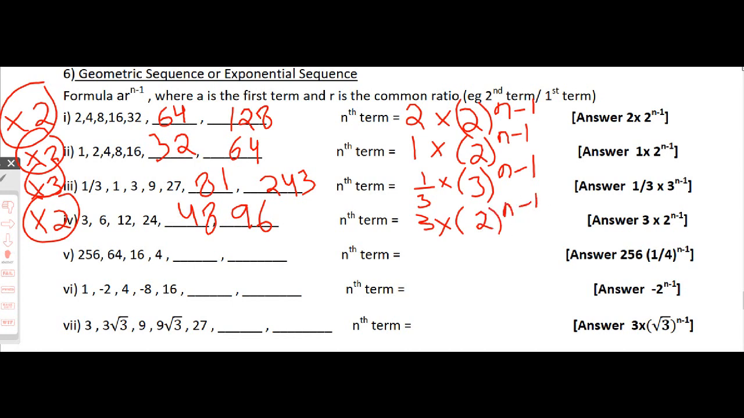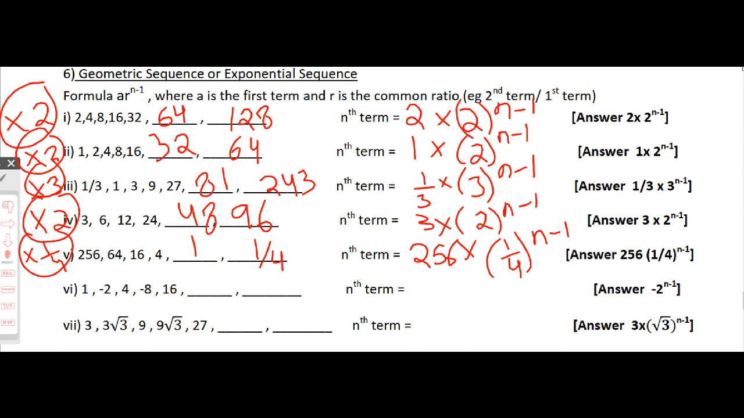Part 5, what is happening now? Which number is being multiplied with 256 to get 64? It is times 1 over 4. Simply, 64 times 1 over 4 is 16, 16 times 1 over 4 is 4, 4 times 1 over 4 is 1, and then 1 times 1 over 4 is 1 by 4. The nth term is the first term, which is 256, times the common ratio, which is 1 by 4, power n minus 1.